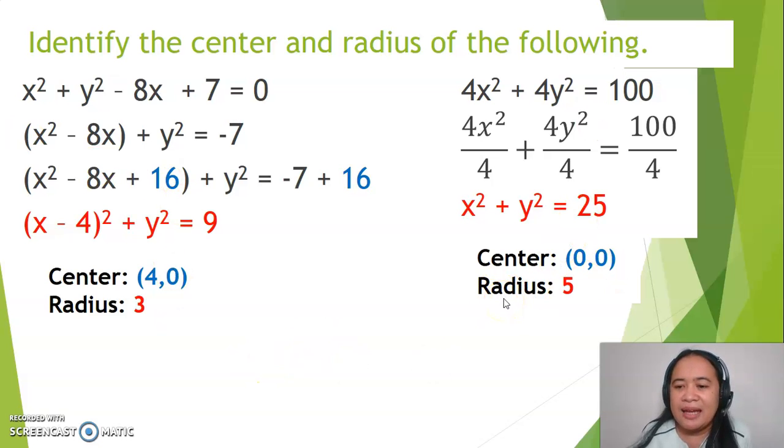So take note, again, if there is a coefficient on x squared and y squared, you have to eliminate that first before you can identify the center and the radius.